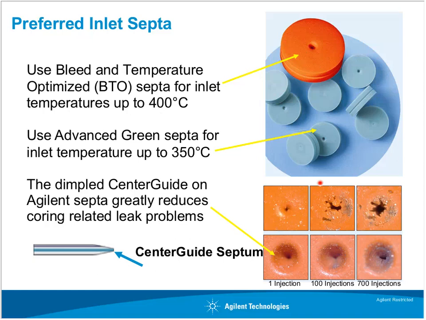It's a dimple. It's basically one little last step to help guide the needle into one point. So if you look at a comparison here of a flat septa without the dimple versus our center guide septa, you can see after even 100 injections, you basically have blown a hole into that septa. And of course, that is going to give you potential leak issues and things like that. If you get any oxygen into your column, you're going to oxidize the column, have high bleed, and your problems are going to compound from there.